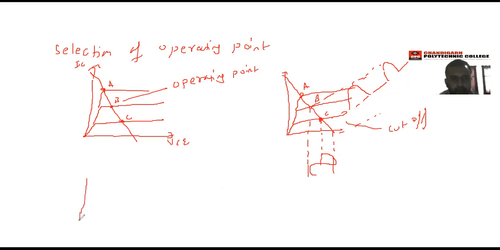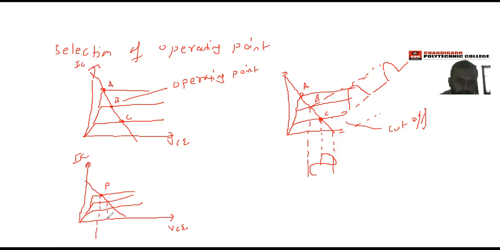After that, there is the next point we'll discuss. Let the operating point be point A. Here is point A. This is your IC and this is your VCE. When we select point A as the operating point and apply the voltage on it, this is point B and this is point C.